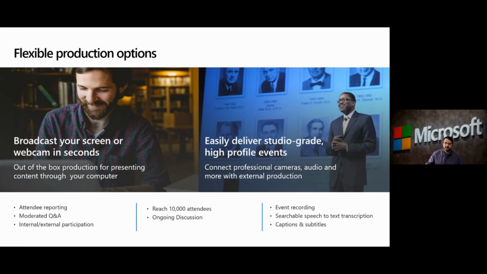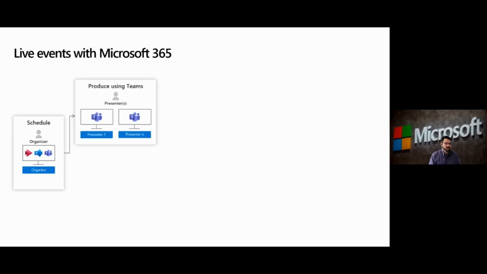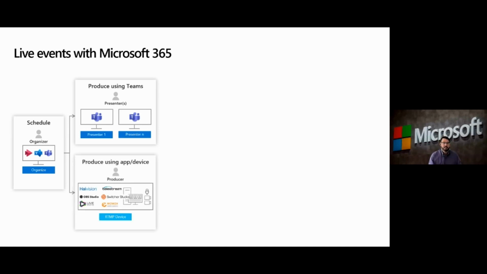But on the right-hand side, we needed to also make sure that if this was going to be a production-grade experience, that we could enable studio-grade production internally for a customer. So let's talk a little bit about that. So live events with Teams starts with scheduling, right? And so the organizer schedules it in Teams, and then they go in Teams and produce it. And actually right now, we've got producers and presenters going through this and helping us to make sure that we're getting all this information out to you.